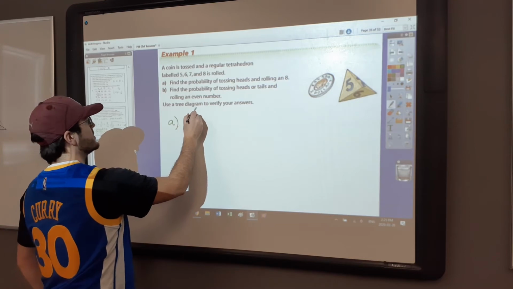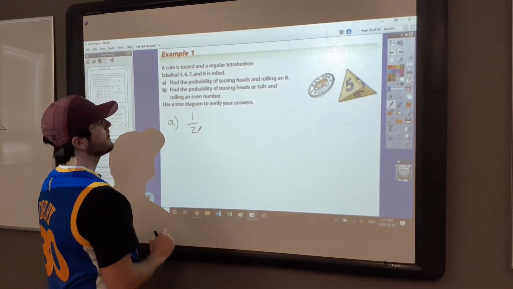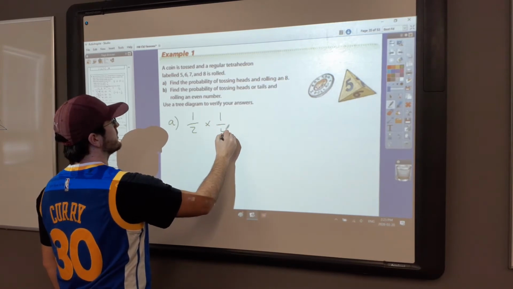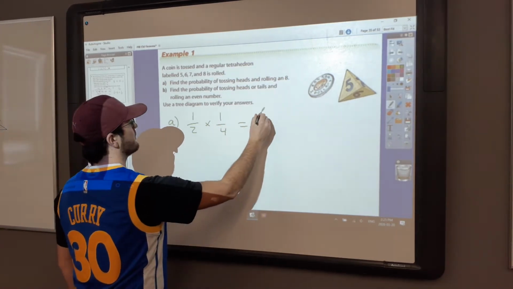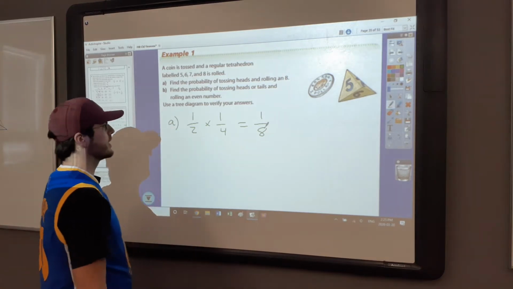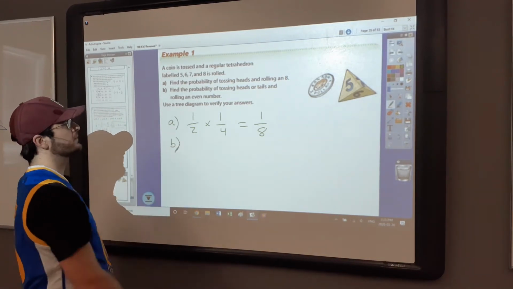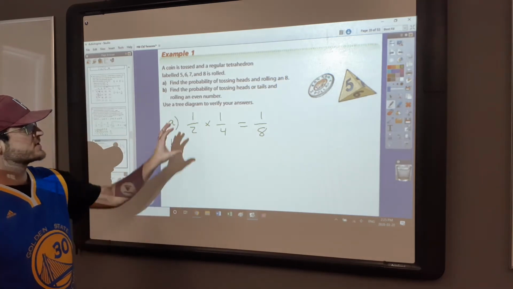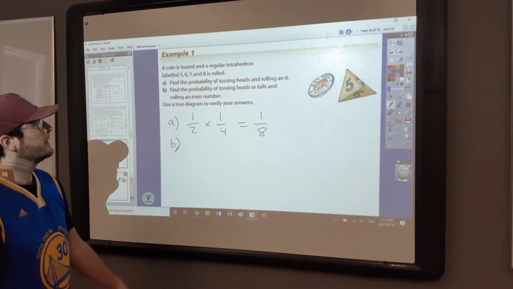For A, tossing heads is 1 out of 2. Rolling an 8, there's 4 options on the other die, so it's 1 out of 4. Multiply those probabilities, 1 out of 8 is your answer there. Okay, it's as simple as that. It's actually pretty straightforward, and this is nice, especially as our numbers get bigger.